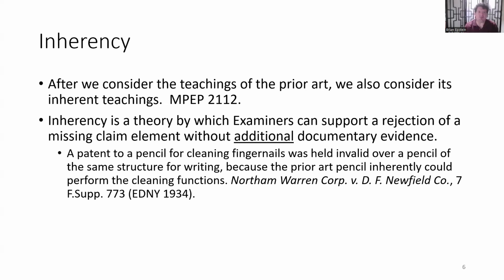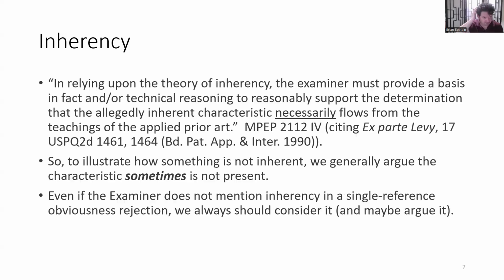What's a pretty clear example? A patent to a pencil for cleaning fingernails was held invalid over a pencil of the same structure for writing because the prior art pencil inherently could perform the cleaning functions, right? It was already part of it. Therefore, although the writing pencil wasn't described as performing the cleaning function, it still possessed that. That was still inherent to the teachings of the prior art pencil.